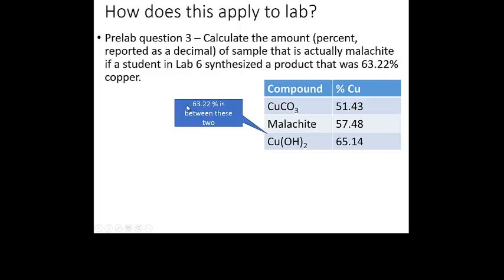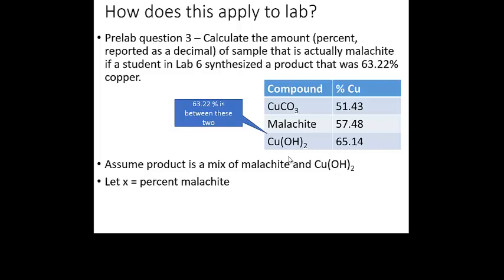We know that 63.22 is in between these. So it's higher than malachite but less than copper hydroxide. So that tells us that our product is most likely a mixture of these two. We're going to assume it's a mixture of just these two, right? So accordingly, let's assume that it's X percent malachite. So let X be the percent malachite, right? And then the rest of it is going to be the percent copper hydroxide. And we also know that the total copper is 63.22, right?